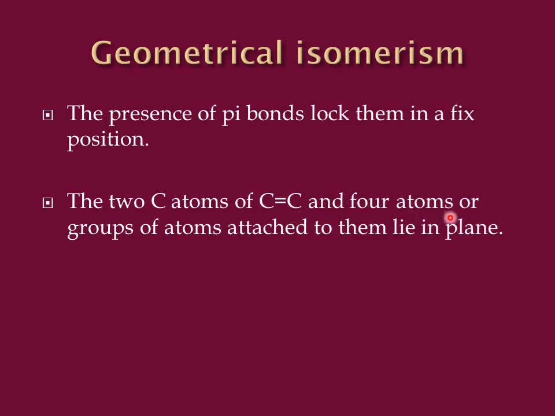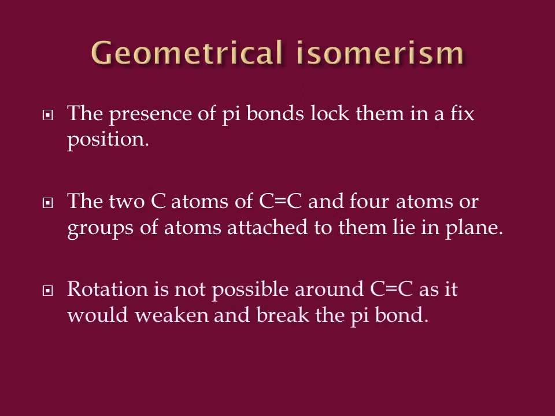Why? Because each of the carbon atoms is sp2 hybridized, and the geometry of an sp2 hybridized carbon atom is always trigonal planar. The rotation is not possible across this double bond as it would weaken and break the pi bond.